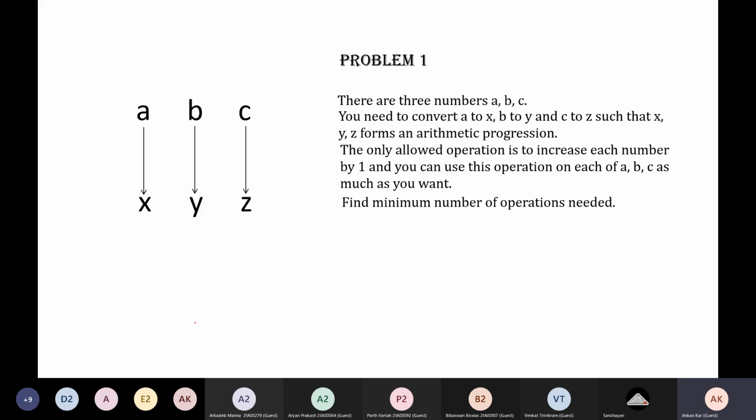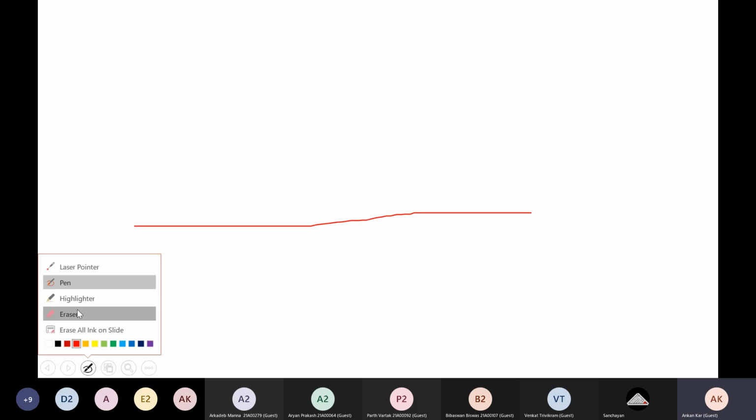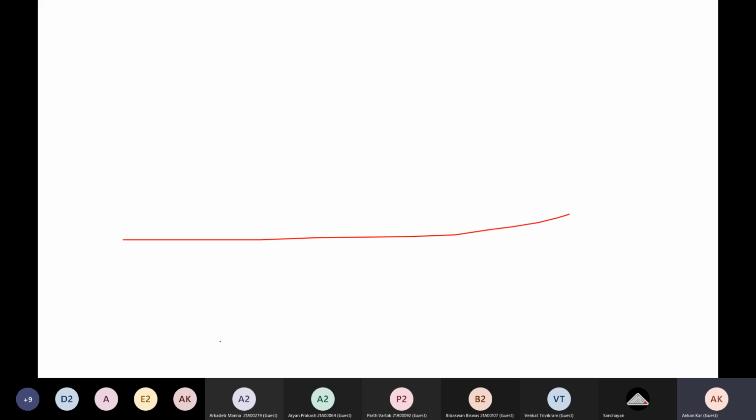Okay, let's discuss this then. One kind of visualization we can do is, I am trying to make a straight line here. Suppose this is a straight line. Okay, I don't need this much, and along this region, the values of A, B and C will be there.